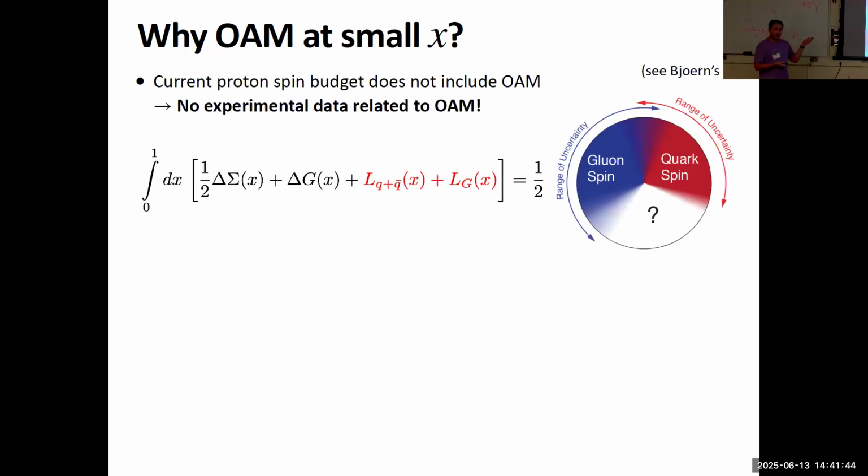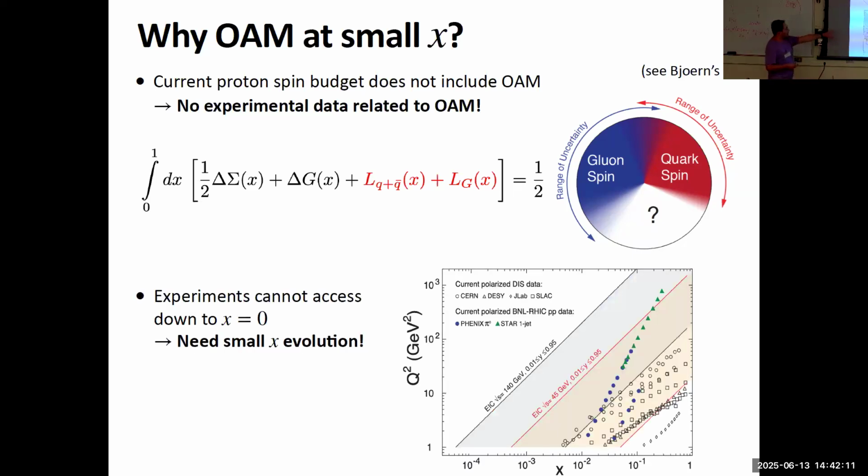As you saw from the spin puzzle talks, whenever anyone talks about this proton spin budget, they leave out this big section here, which could be from the spin contributions, but equally important, it could also be from the OAM contributions, which currently we know nothing about experimentally. So there's no data that gives us info about the orbital angular momentum contributions.